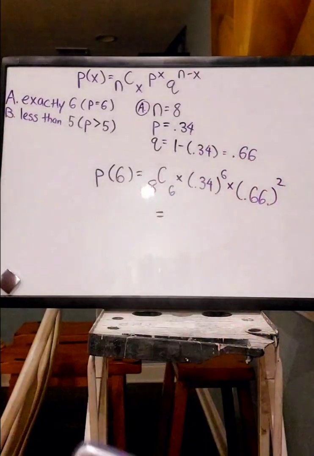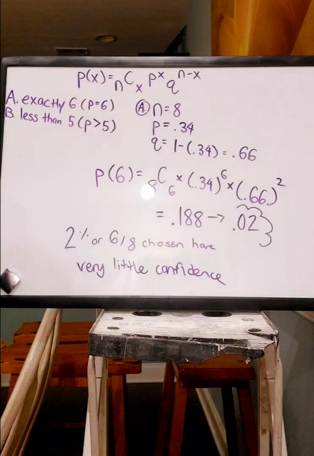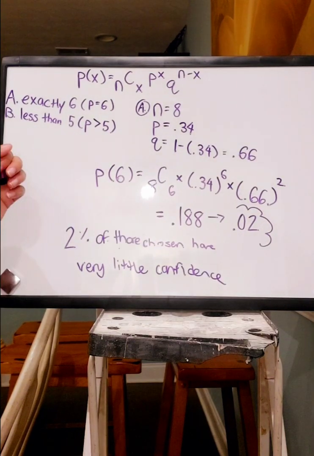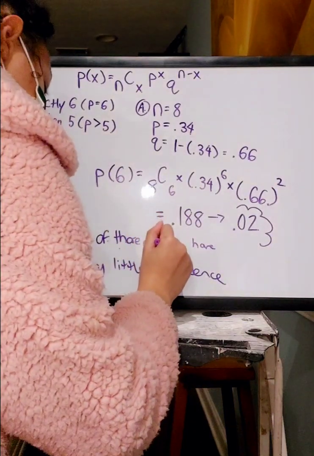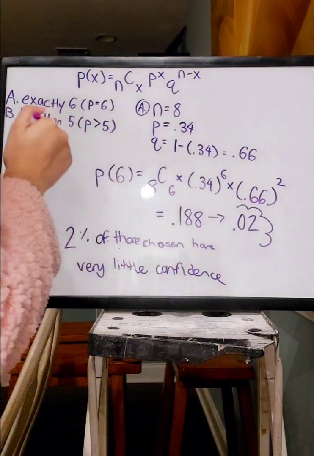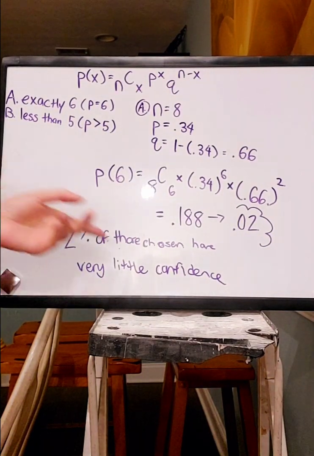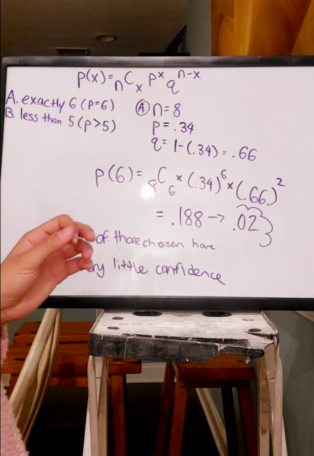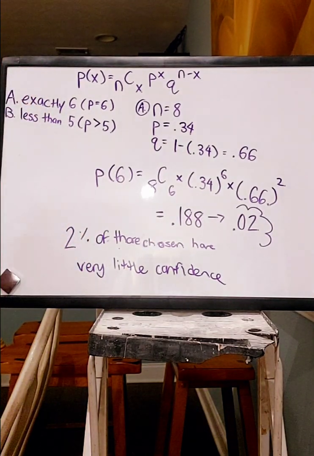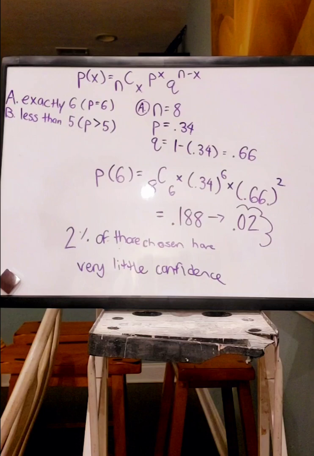So how would you interpret that? In English, you would say 2%, or 6 out of those 8 people you chose have very little confidence in having newspapers as the number one main source. Actually, I'm going to rewrite this because I'm not sure about the 8 out of those 8 people being right, but definitely you could say 2% of those chosen in this sample have very little confidence in newspapers.